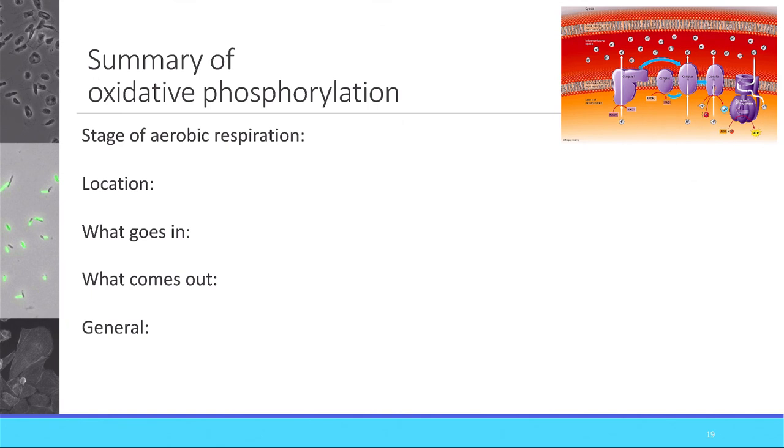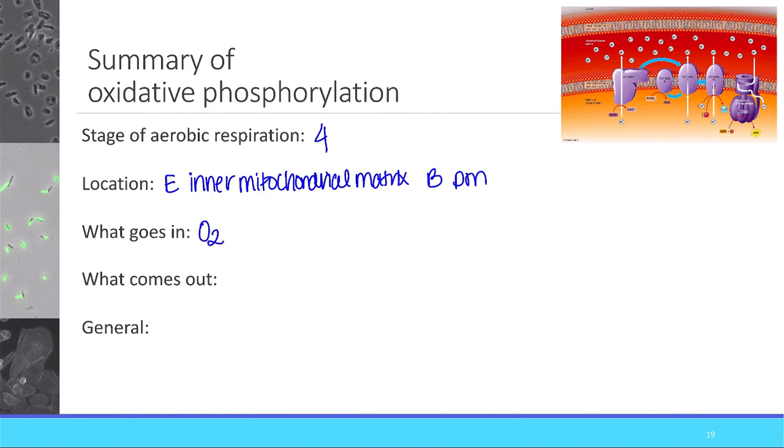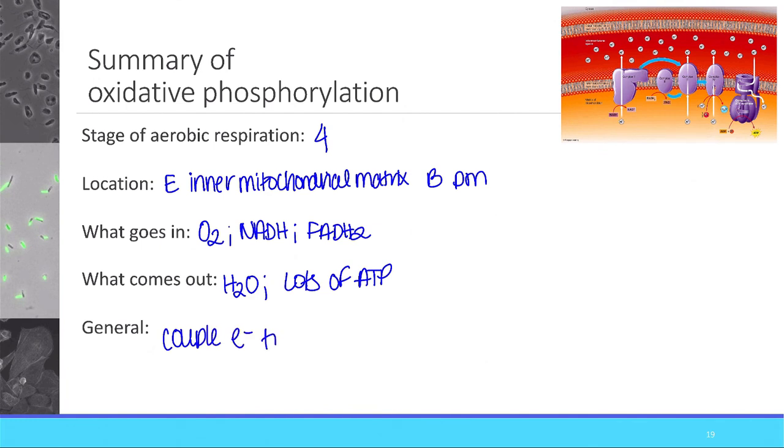All right, so just like we have been doing for all of our other stages, let's summarize stage 4. For the location, in a eukaryotic cell this is in the inner mitochondrial matrix. For a bacteria, this is in the plasma membrane. What goes in? Oxygen goes in as our final electron acceptor, along with NADH and FADH2 from stages 1 through 3. What comes out is water, formed when oxygen accepts those electrons with 2 protons, and we also get lots of ATP. In general, we couple electron transport to ATP synthesis.